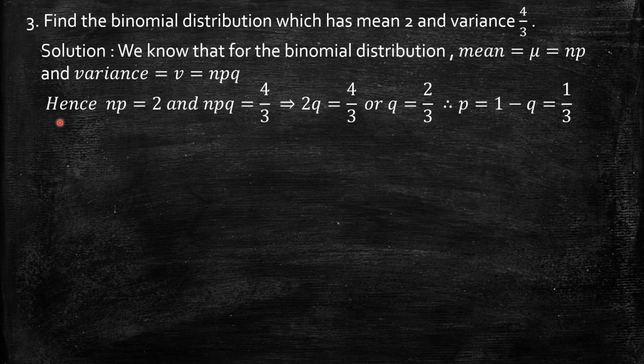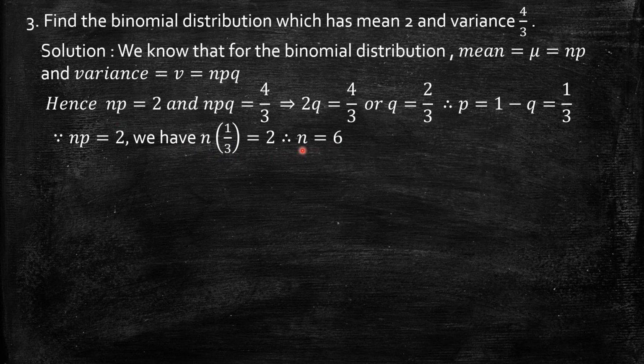So np is 2, we substitute that here in npq, that gives now 2q is equal to 4 by 3. So which means q is equal to 4 by 3 divided by 2, that is q is equal to 2 by 3. So p is therefore 1 minus q, that is 1 minus 2 by 3, which is nothing but 1 by 3. Substituting p equal to 1 by 3 here, that gives n. So that means n into p, that is n into 1 by 3 is equal to 2. So n equal to 2 into 3, that is 6.